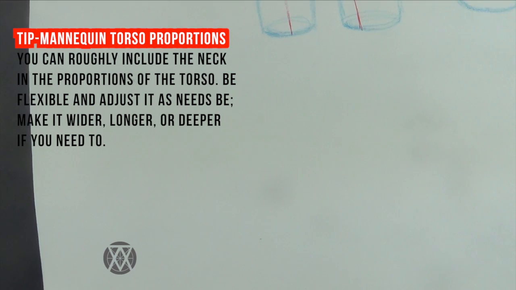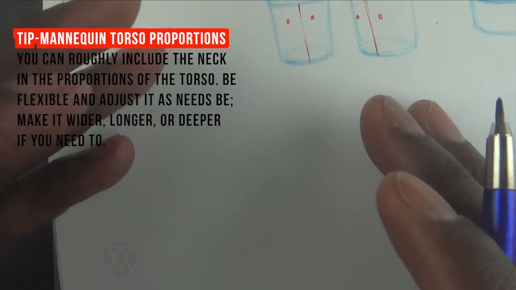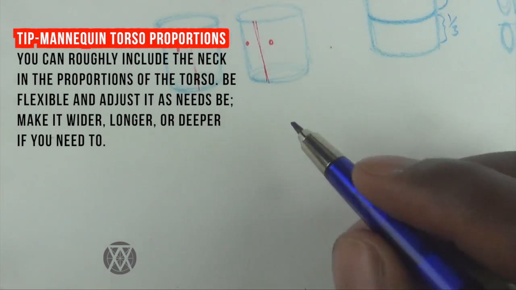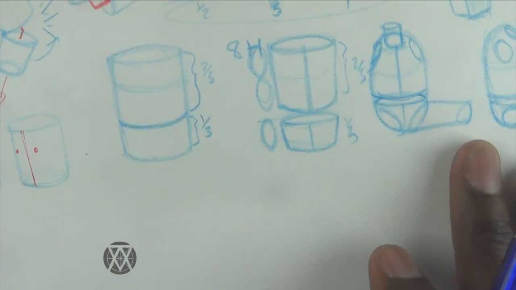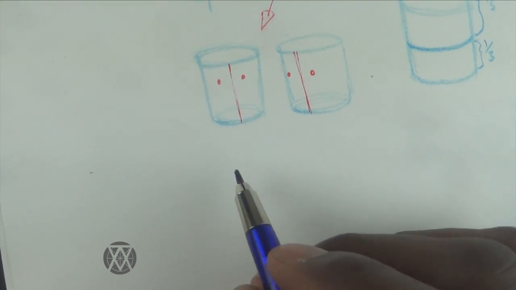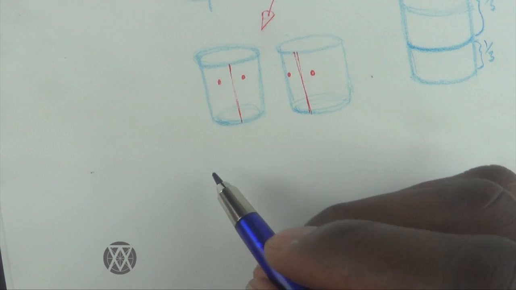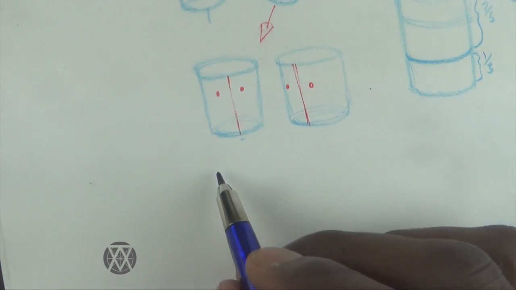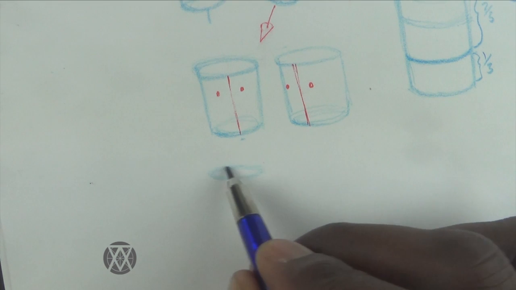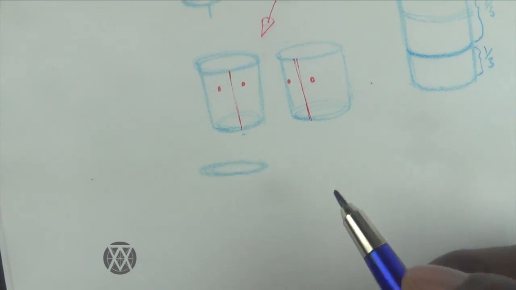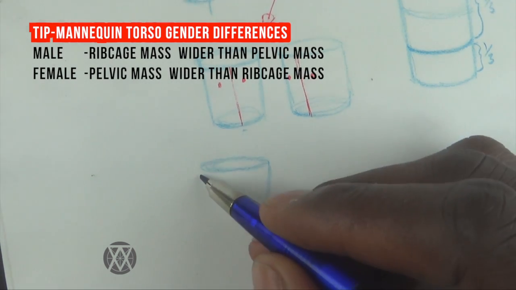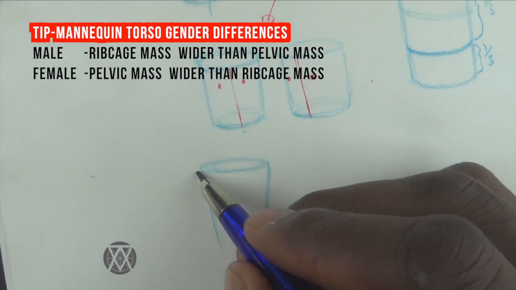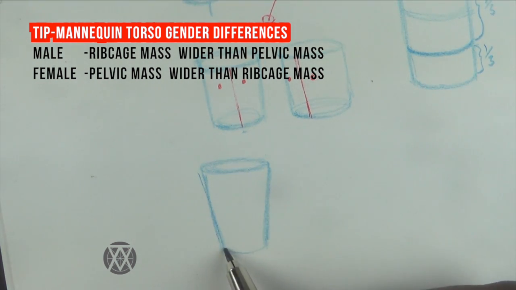Now, let's go to how the sexes differ. What are some gender differences? And we're just working with the mannequin here. Very simple. So let's go back to our little, well, let's start with this one, since it's very simple and it will help you understand it. The male is wider at the shoulders and narrow at the hips.